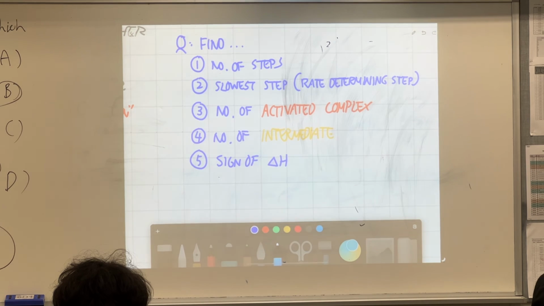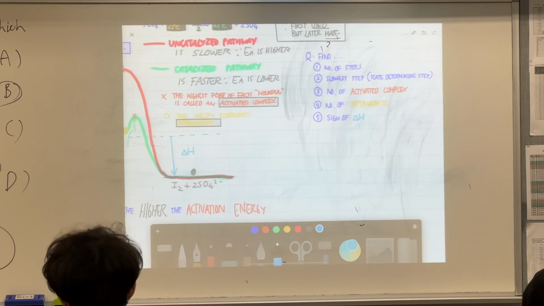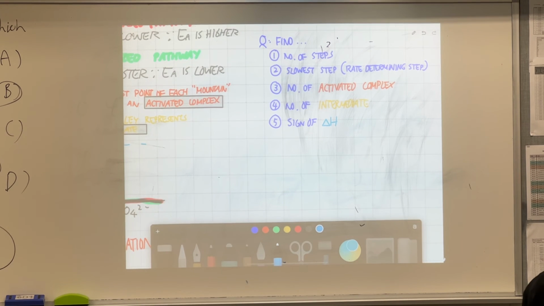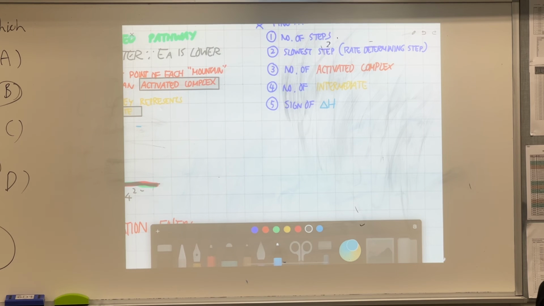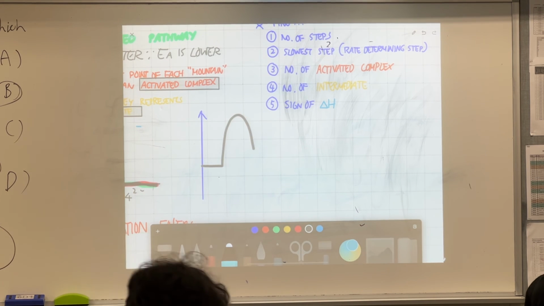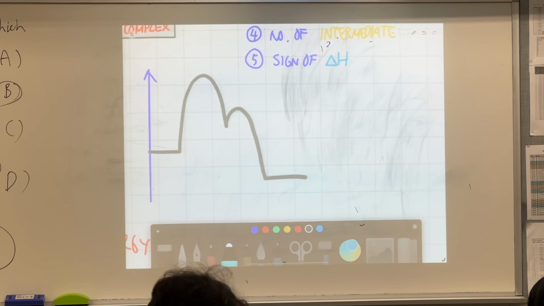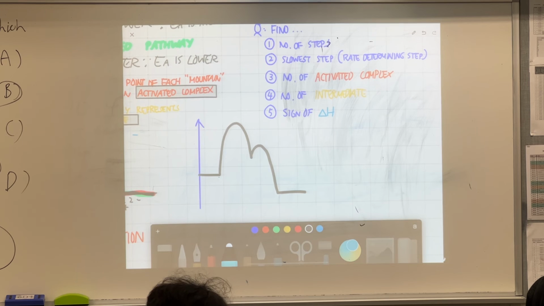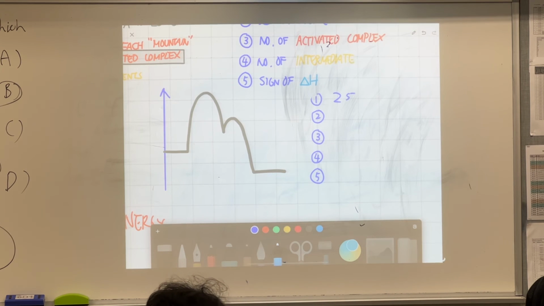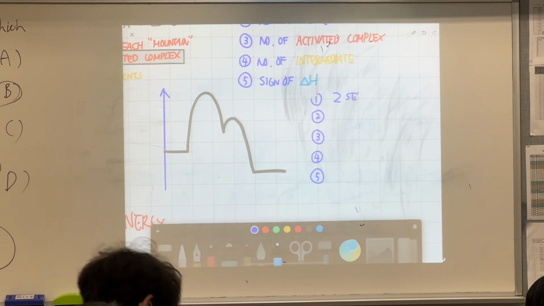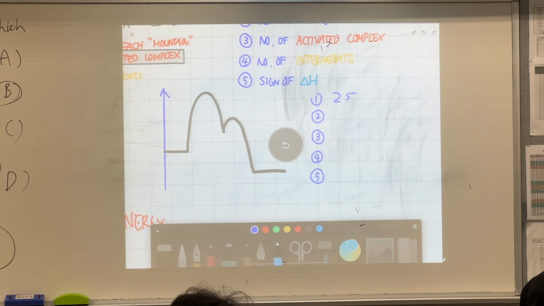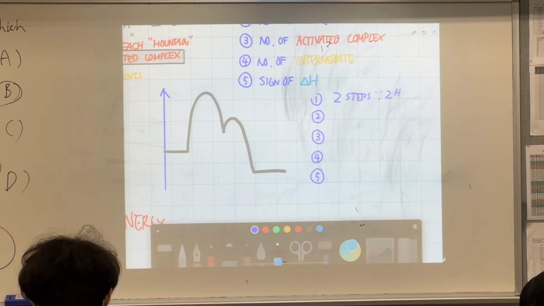I'll do one for you as an example, just to bring you all up to speed. You can choose to copy this later, but I'll do the first one for you. I have an energy profile that looks like this, and you tell me how many steps there are. How many steps are there in this profile? 2 steps. Why? There are how many humps? 2. So 2 steps. If you think you will forget the explanation, you may want to put that down: 2 steps because you see 2 humps. 1 hump, 1 step; 2 humps, 2 steps. That's it.